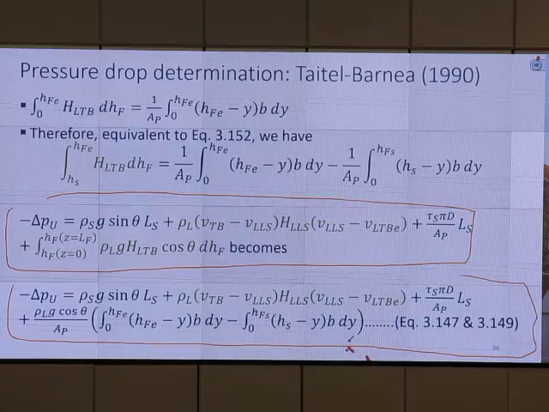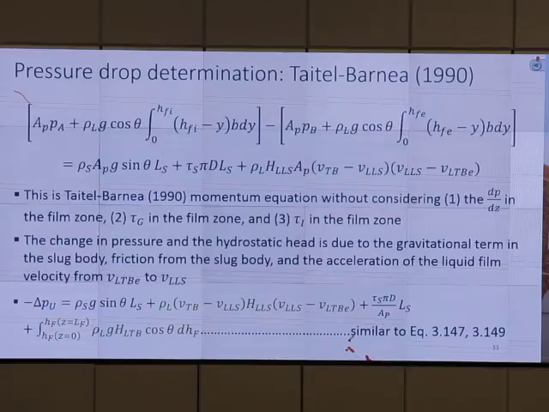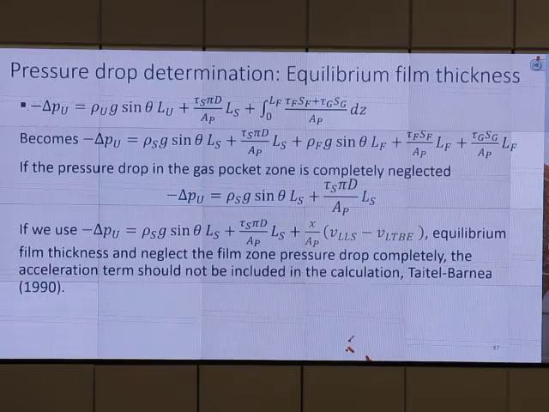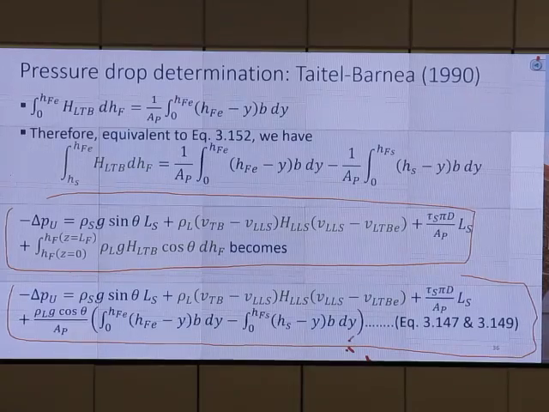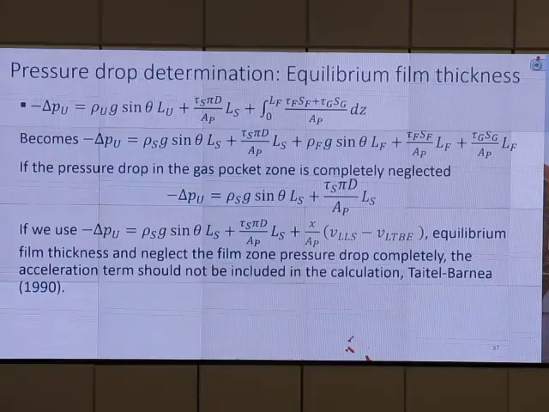3.147. The good thing with 3.147 is that it is the same as the force balance from the Taitel-Barnea paper. It is the same thing. When you look at it, you can see what the missing term is. We don't have the last term, this full term, when we do the double integration. So what we need to do is, let me read this one and you go.